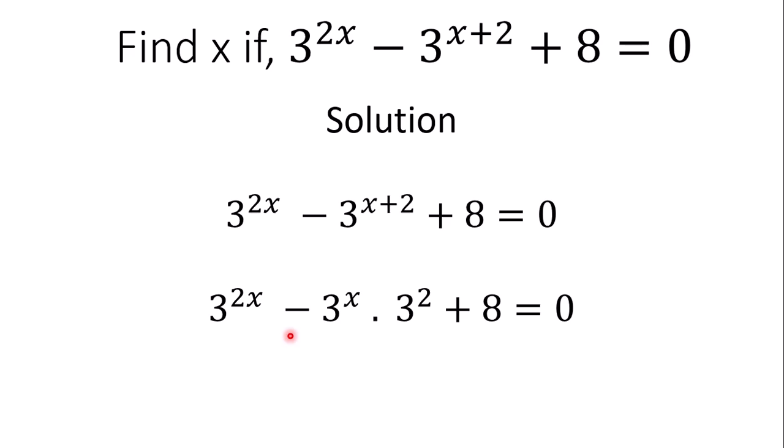3 raised to the power 2x minus 3 raised to the power x times 3 raised to the power 2 plus 8 is equal to 0. Here, 3 raised to the power x times 3 raised to the power 2. The value for 3 raised to the power 2 is 9, so this one can also be written as 9 times 3 raised to the power x.